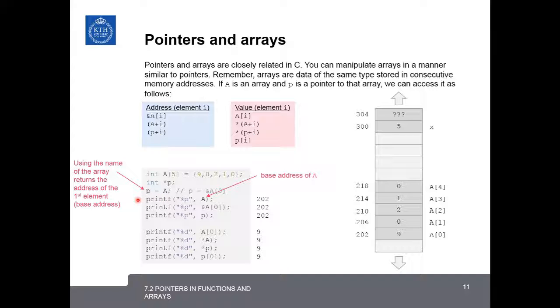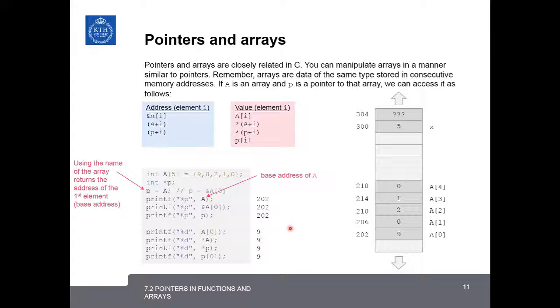So you can see in this first statement, we're printing the location in memory of just the base address of A, and that gives us 202. So the location of the integer 9. Similarly, if we say ampersand A with square braces for index 0, it gives us the same address 202. And if we also print the address of the pointer, it's the same, 202.